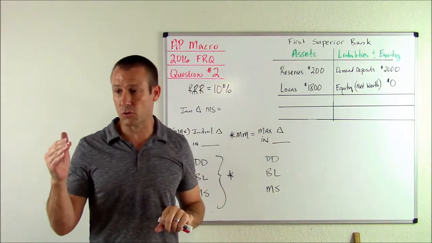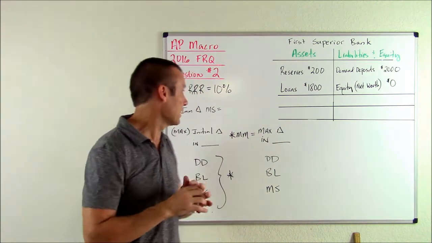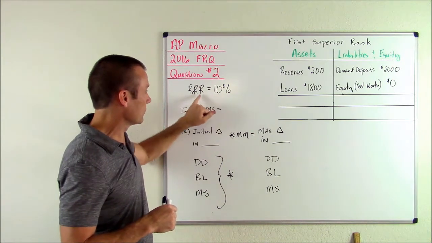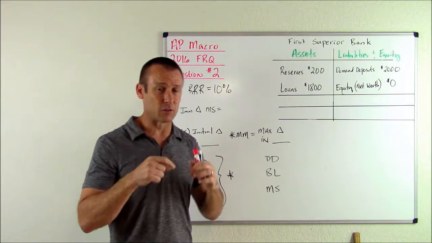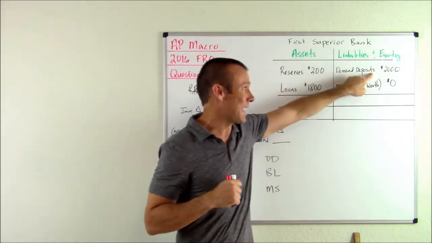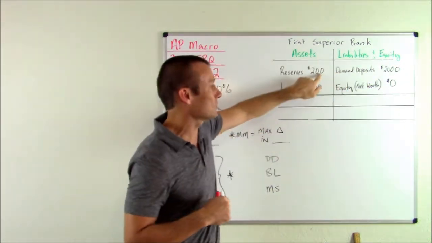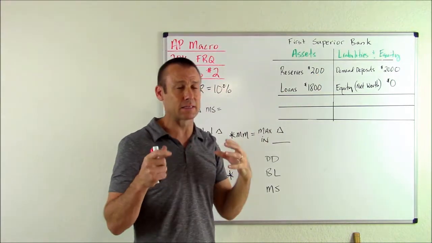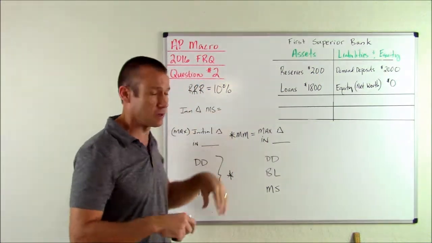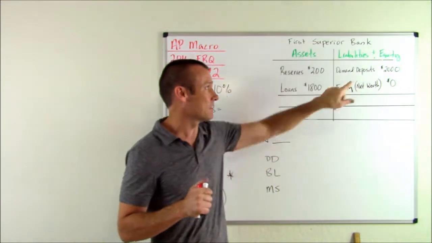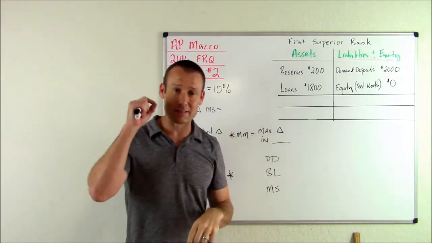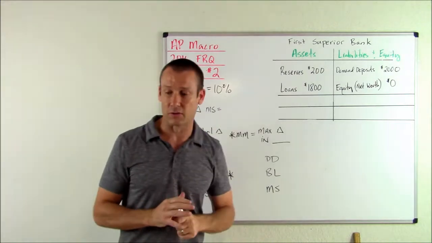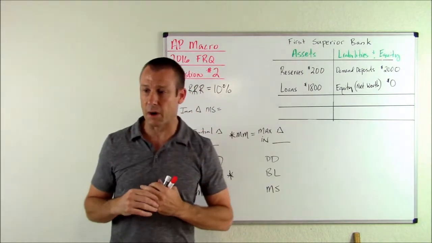Moving on. Assume that the required reserve ratio is 10%. I've written that on the board. What is the required reserve ratio? It is the percent of a bank's demand deposits it must hold in reserve. Let me say that again because a lot of kids don't really know this definition. Required reserve ratio is the percent of a bank's demand deposits it must hold in reserve, and it is the Fed that is setting that. That's actually a tool of monetary policy.